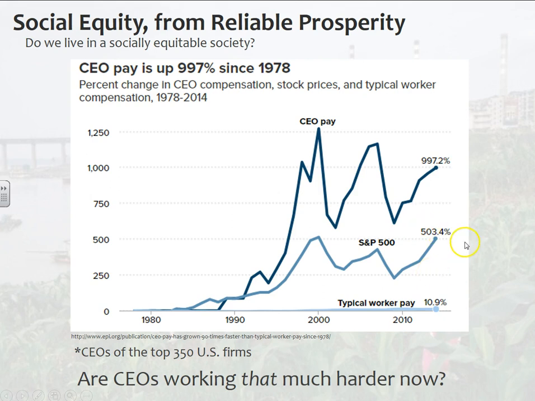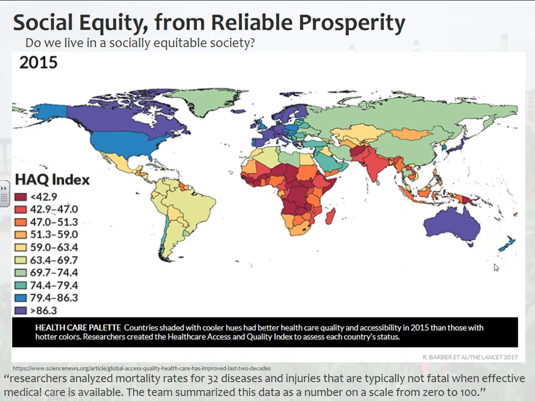You look at the average CEO pay, the CEOs of the top 350 US firms from 1980 to 2014. Looking at the percent increase in CEO pay since 1980, it's up about 1,000%. The average worker is up about 11%. So again, a bigger disparity between the rich and poor. I found this really interesting.